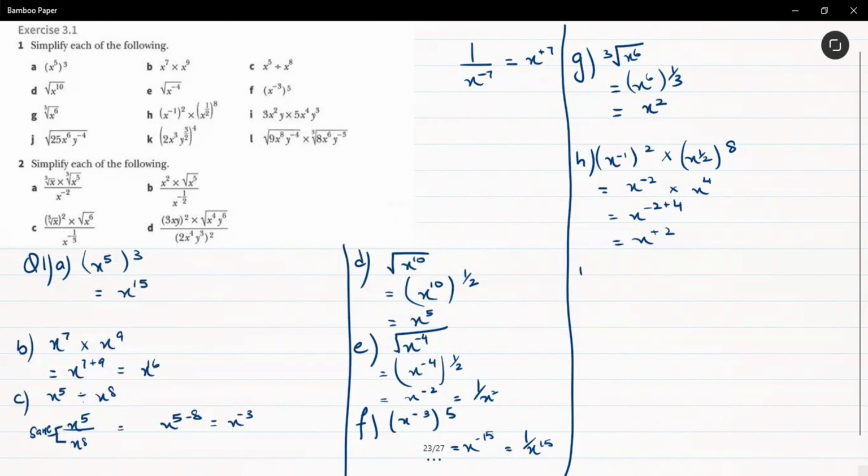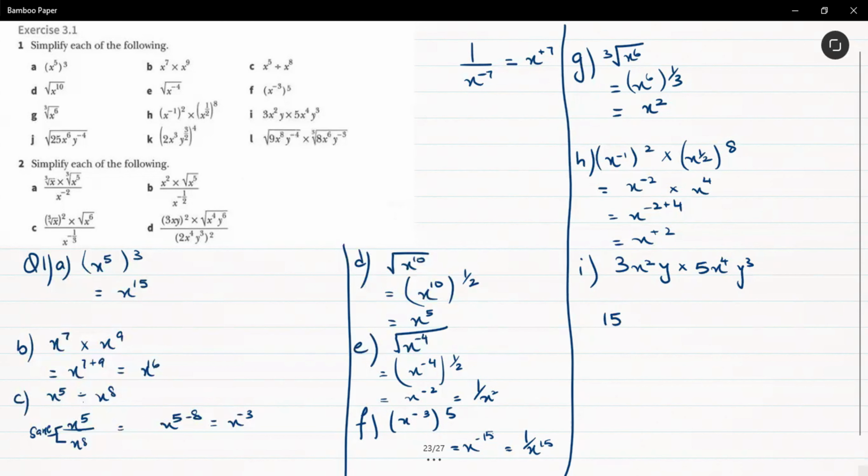Easy. For part I, we have 3x squared y multiplied by 5x to the power 4 y cubed. Again, you only multiply the values which are relating to each other. What do I mean by that? We only multiply 3 and 5 because they're integers. So 5 times 3 is 15.